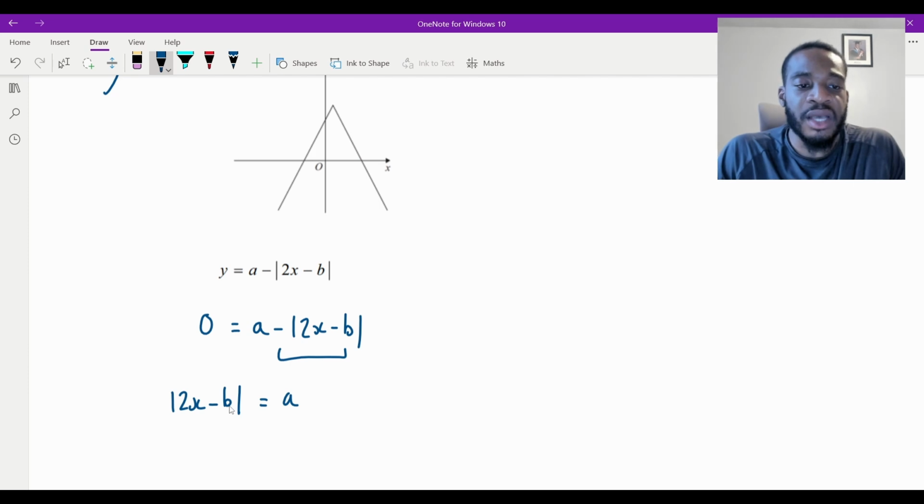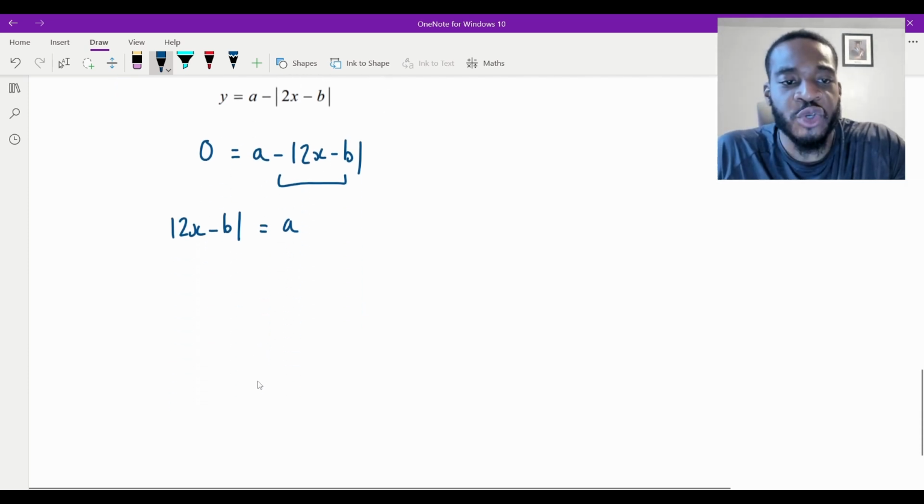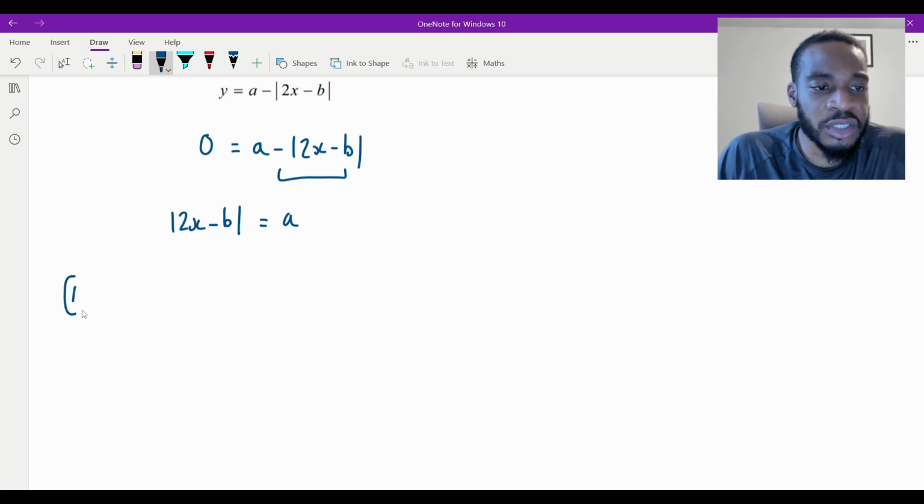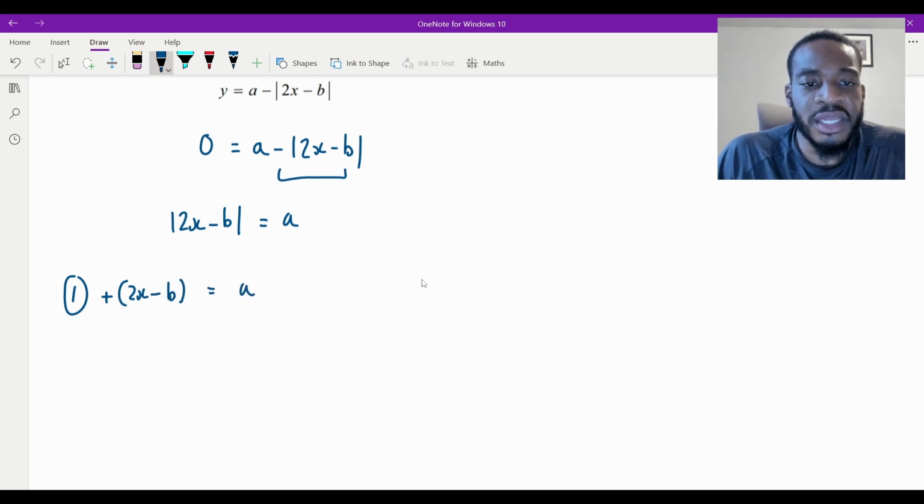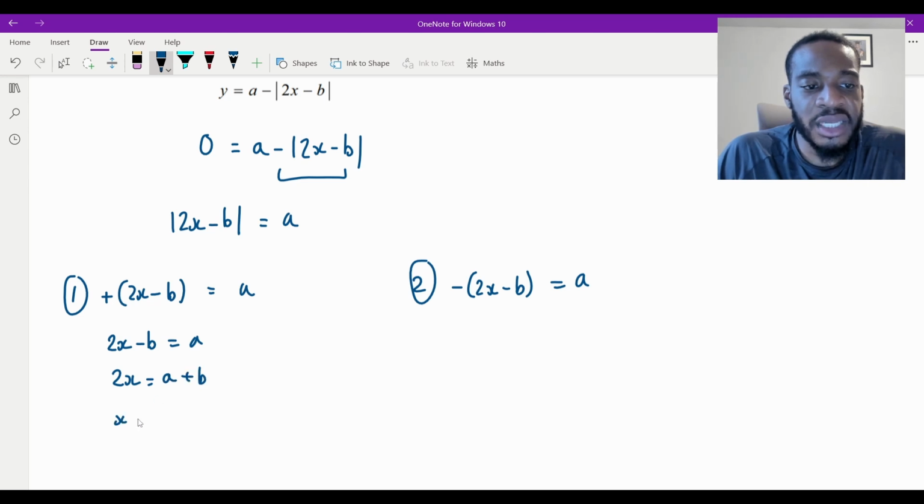Now, whenever you're solving these types of questions, remember the modulus just literally means plus or minus. So I'm going to have two equations here. The first equation is going to be when I have the positive of this thing inside. So the positive of 2x minus b is equal to a. And then the second one is going to be when I have the negative of that same thing is equal to a. So I'm going to solve both of these. This one, the plus I can get rid of, so it'd be 2x minus b is equal to a. I'm going to say 2x is going to equal a plus b. And then x is going to equal a plus b over 2.